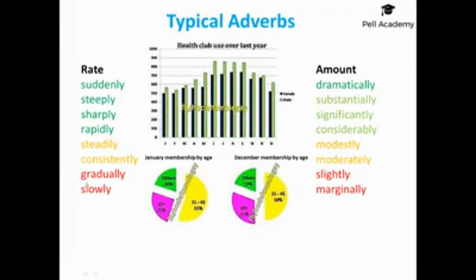So that's why it's very, very important when you're learning these to learn them in these categories. The ones for rate can only be used if you're looking at a graph over time. So just be very careful with that. That's pretty much the most important part of this lesson, that you don't confuse when and where to use the different types of adverb.